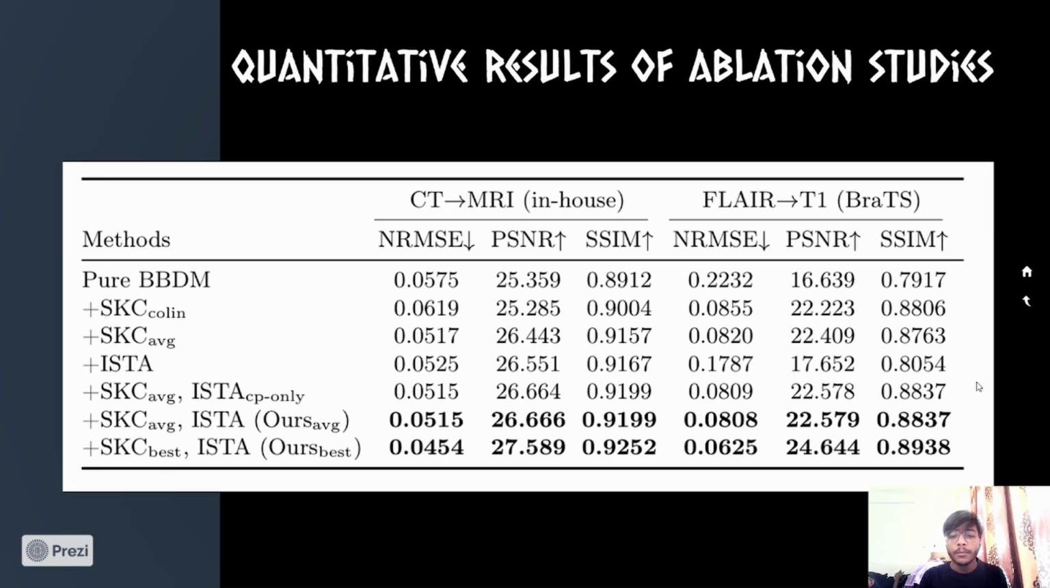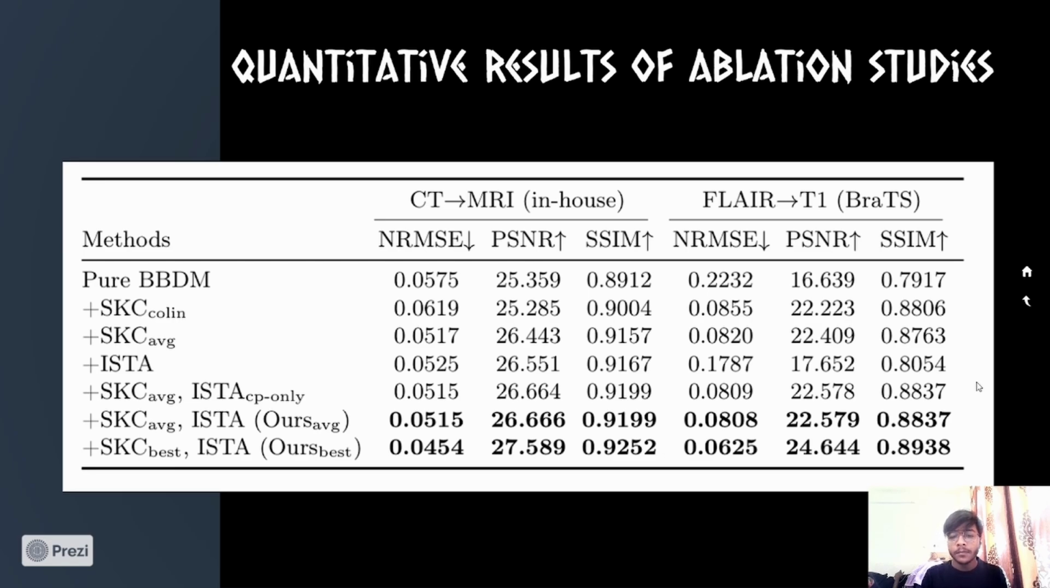To summarize, the method consistently outperformed both 2D and 3D baselines in terms of error, perceptual quality, and structure. SKC and ISTA each made clear, measurable improvements, and it is efficient, robust, and generalizable, showing strong results on multiple datasets.